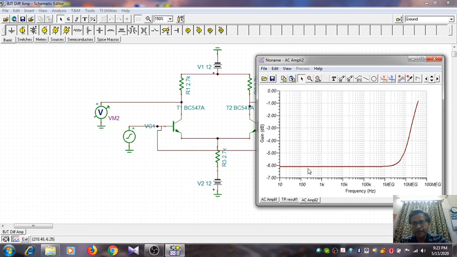Say 20 log AC equals -6, then as far as I remember, log 2 is 0.3, so 20 multiplied by 0.3010 will give you -6. So roughly we can say that the common mode voltage gain is roughly half. So this is the frequency response of common mode.